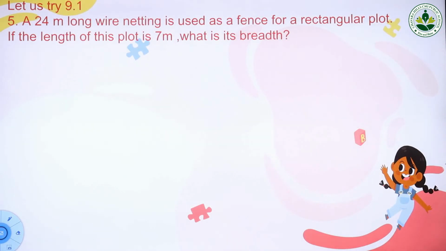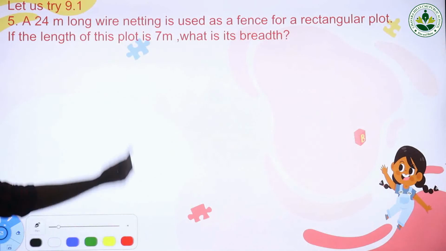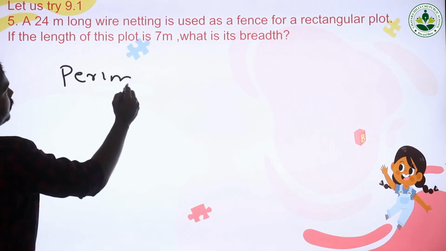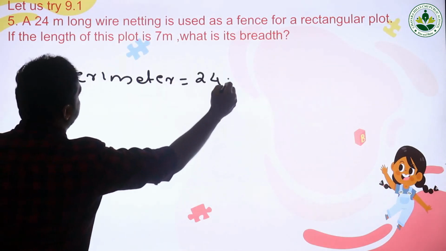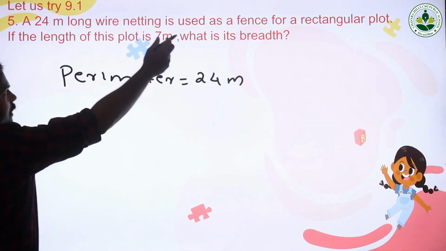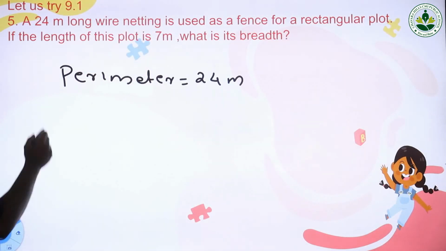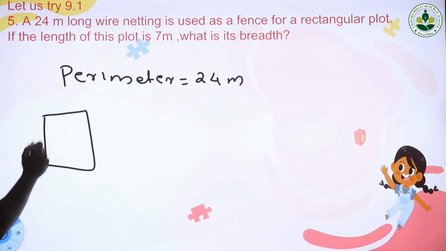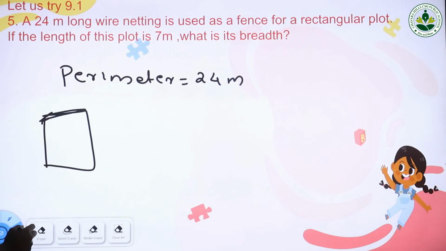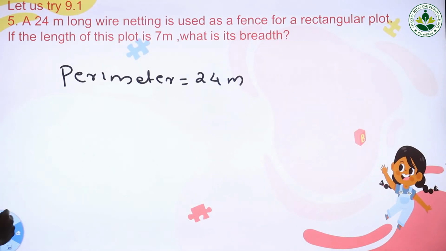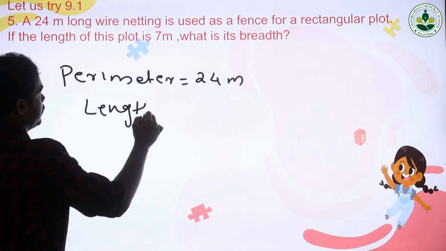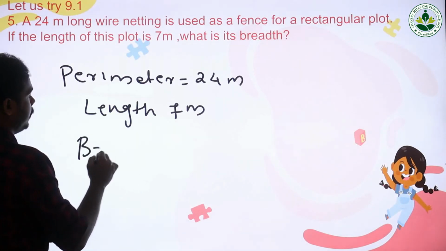Next question, fifth question. A 24 meter long wire netting is used as a fence for a rectangular plot. If the length of this plot is 7 meters, what is its breadth? Just write the given things. Here they gave the perimeter, 24 meters. That means they gave the total length around the plot, that is the perimeter. Then they gave the length, 7 meter.